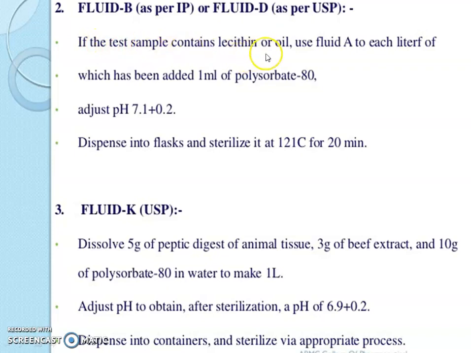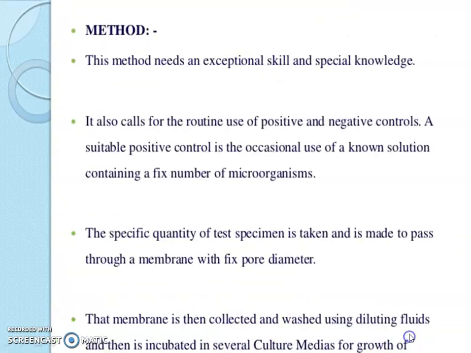If the test sample contains lecithin or oil, use fluid A to each liter of which has been added 1 ml of polysorbate 80. Adjust the pH to 7.1 plus or minus 0.2, dispense into flasks and sterilize at 121 degrees Celsius for 20 minutes. Fluid K, according to USP, United States Pharmacopoeia: dissolve 5 gram of peptic digest of animal tissue, 3 gram of beef extract and 10 gram of polysorbate 80 in water to make 1 liter. Adjust the pH to obtain after sterilization a pH of 6.9 plus or minus 0.2. Dispense into containers and sterilize via the appropriate process.